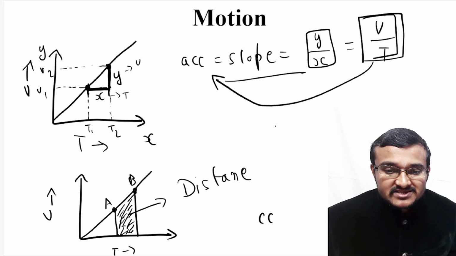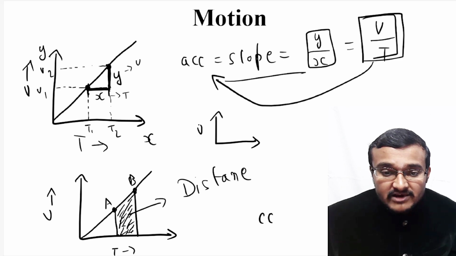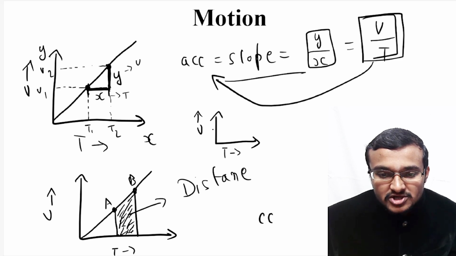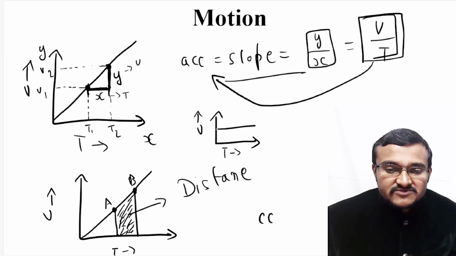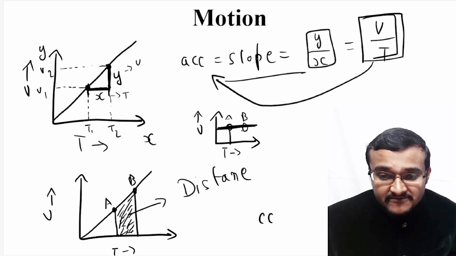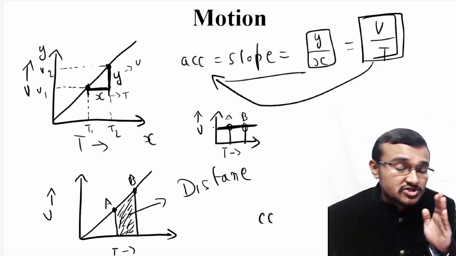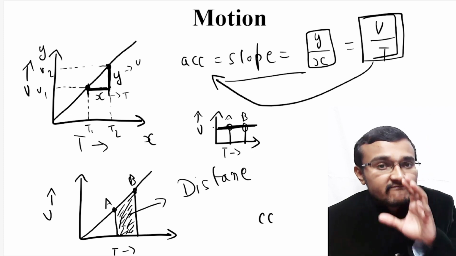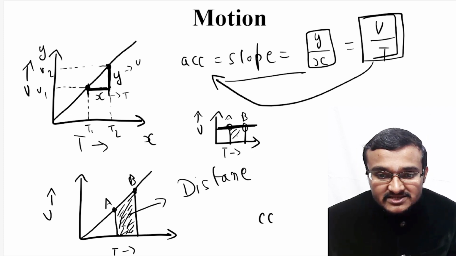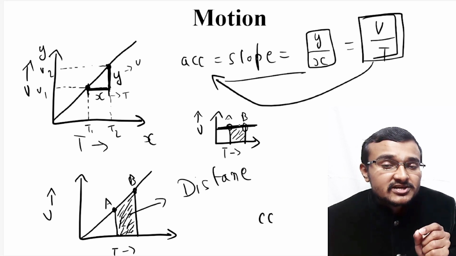Now if you consider another graph, a velocity and time graph where velocity is constant. Let's say this is the graph. So velocity is constant here. When velocity is constant, consider point A on this graph and point B on this graph. From A to B, you are covering a certain amount of distance because you have a constant velocity. The area under this particular graph gives you the distance traveled by that object.